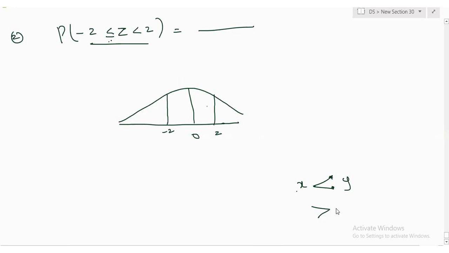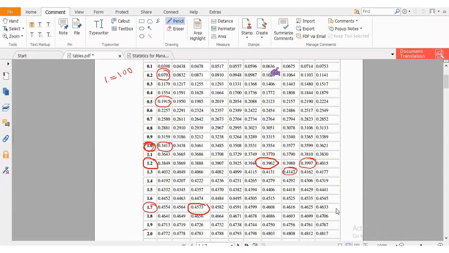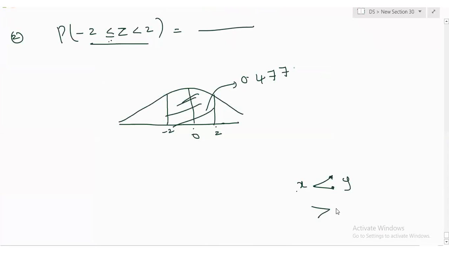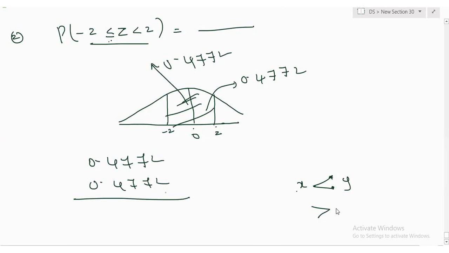minus 2. This area I want. How can I do that? First find the area from 0 to 2. That is what the table is giving. So this is 0.4772. This is also going to be 0.4772. I need to add these two values. Add it. 0.4772 plus 0.4772. How much is it? 0.9544. Clear or not? Find the area from 3 to 3.